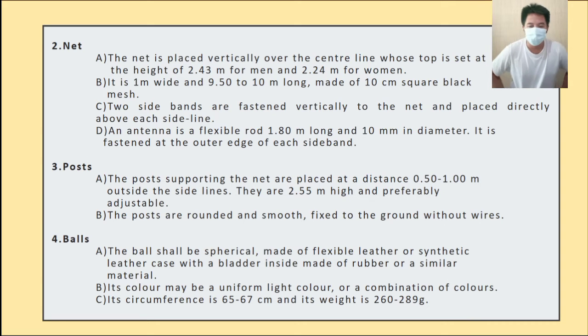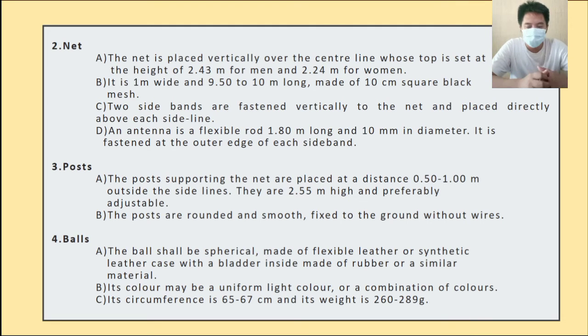Post. The posts supporting the net are placed at a distance of 0.50 to 1 meter outside the sidelines. They are 2.55 meters high and preferably adjustable. The posts are rounded and smooth, fixed to the ground without wires.